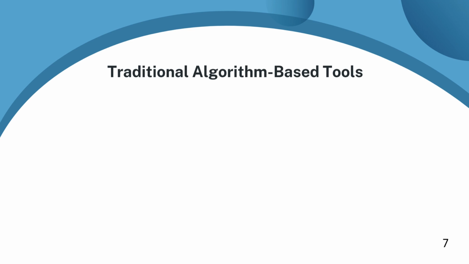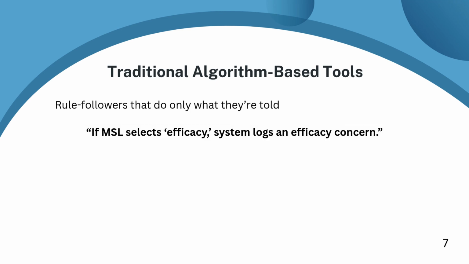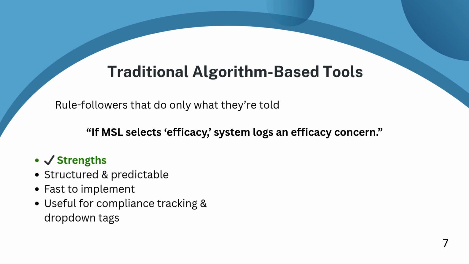Traditional algorithm-based tools. You can think of these tools as rule followers. These systems do what you tell them. Nothing more, nothing less. For example, you could set a rule like, if the MSL selects efficacy in a dropdown, mark it as an efficacy concern. Simple. And for straightforward tasks like that, these tools work just fine. They're structured, predictable, and easy to implement.